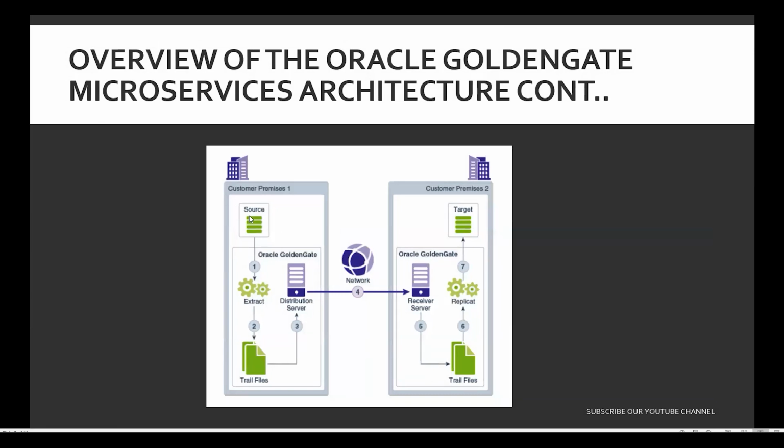Okay, so here is a flow diagram. Basically, the source data is collected by the extract process running as part of the GoldenGate process. Then it writes the data in the local trail file. From here, the distribution server reads the data from the trail files and passes it over the network to the receiver server on the receiving end, which writes the data in the trail file. Then replicat reads the data and performs the replication on the target setup. So this is the on-premises one, and this is the second one. This is how the data flows. Okay.